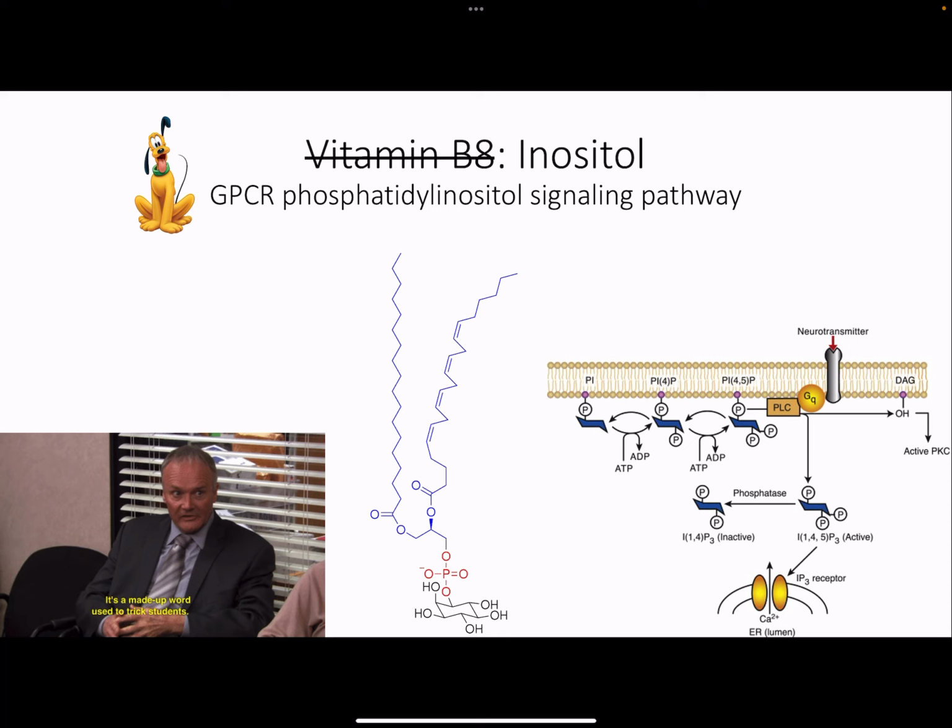B8, inositol. We see this in a receptor tyrosine kinase pathway. Phosphatidylinositol is a whole signaling thing. We'll get into it, but it's obviously very important, but I suppose it doesn't count as a vitamin because we can manufacture it.